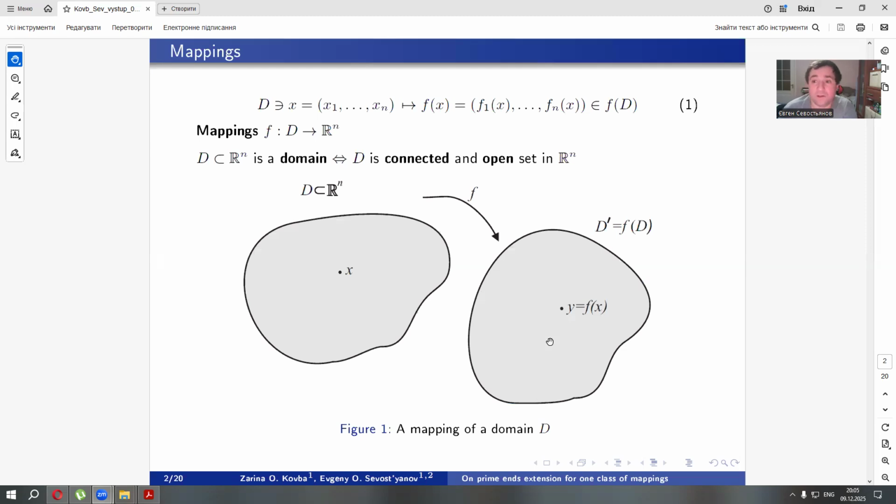Recall that D is a domain in R^n, that is, D is an open and connected set. You can see on the picture the pre-image domain D and the mapped domain D prime. The first domain and the second domain are in the space R^n simultaneously.